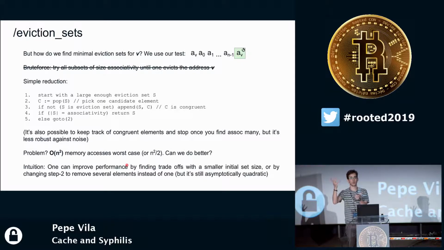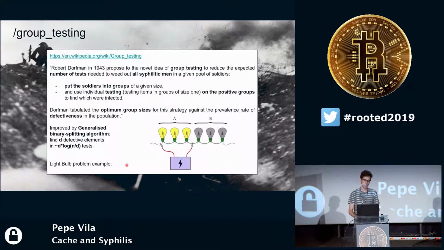The other possibility is, instead of taking addresses one by one, you take groups of addresses. So the algorithm is going to be faster, but the cost is still quadratic. In order to improve this, we use group testing, inspired by the history of syphilis testing.